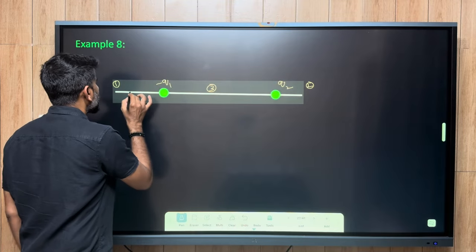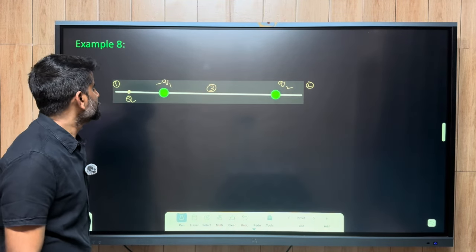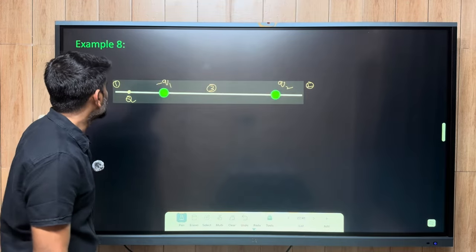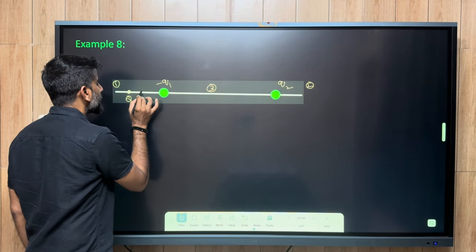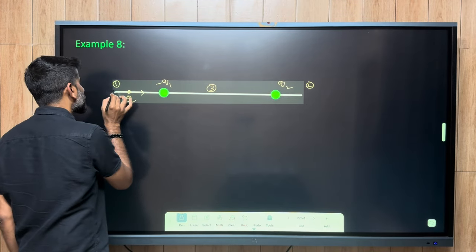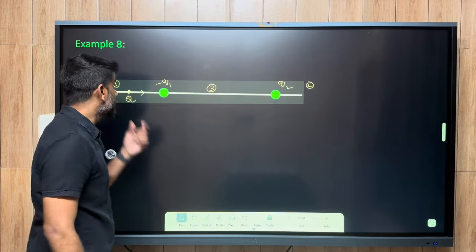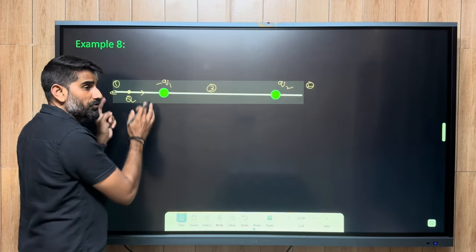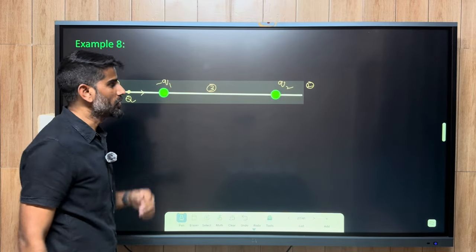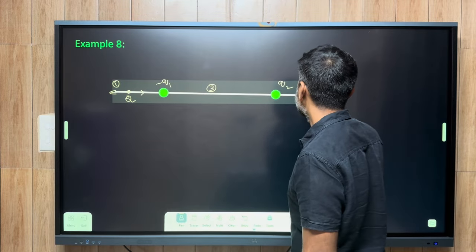Which region is suitable? Let's say I've taken the third charge, capital Q again, a plus charge. So Q1 is attracting this plus Q towards the right, and Q2 is repelling this Q in the leftward direction. There is a possibility, two forces in opposite directions. There is a possibility for the equilibrium of the third particle. Come to the second region.